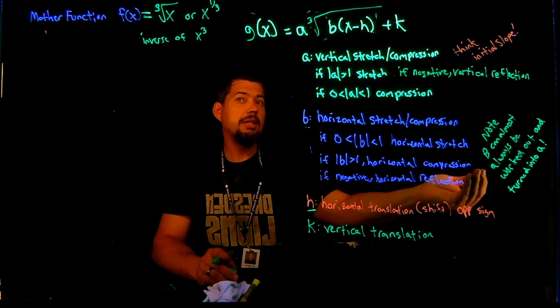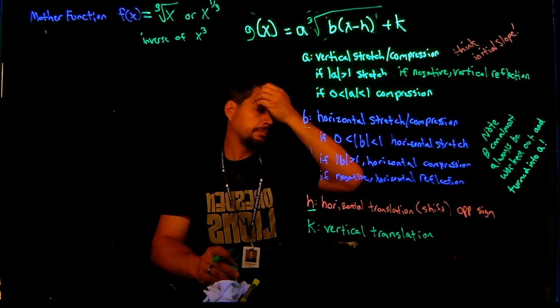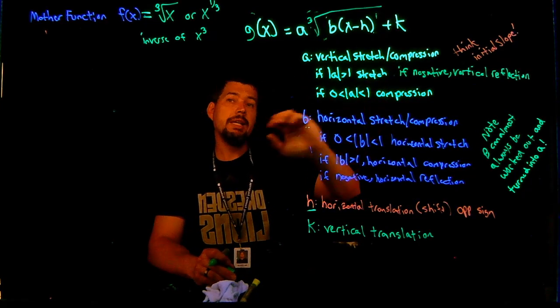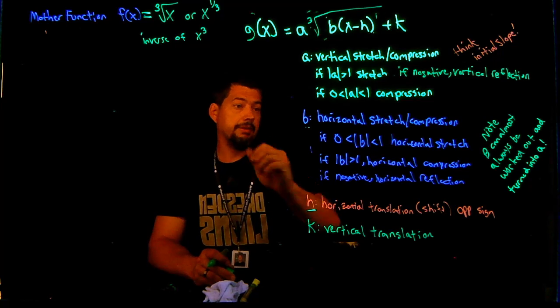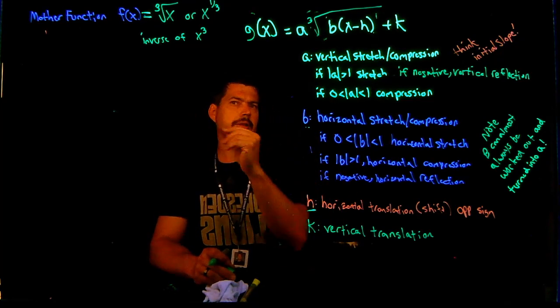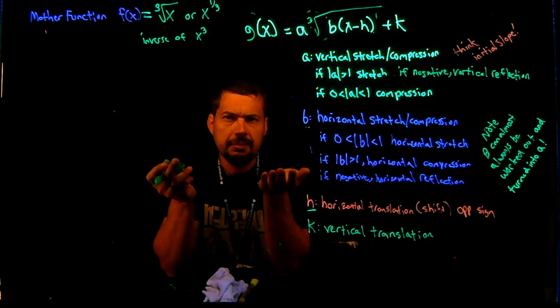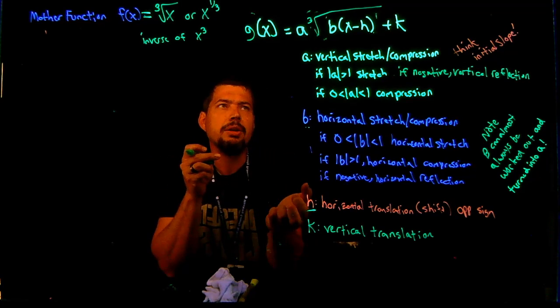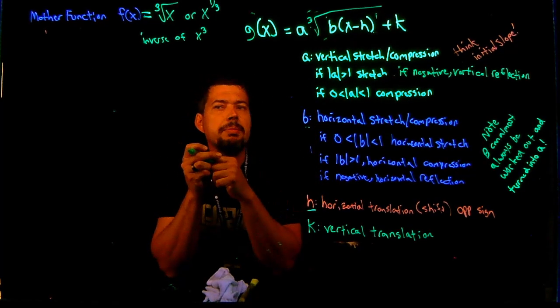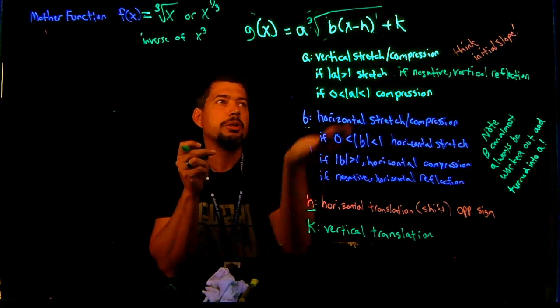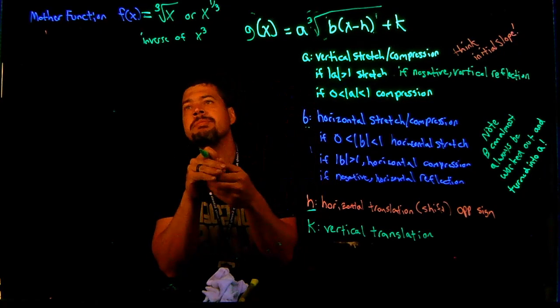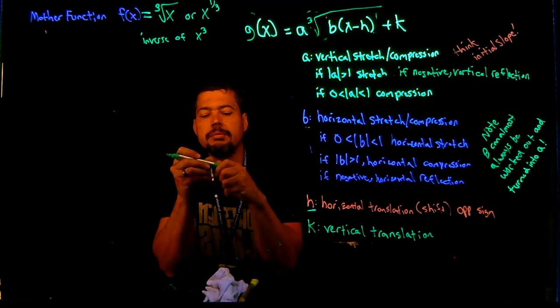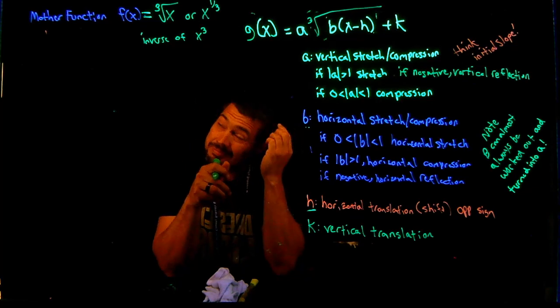B can be turned into a. By the way, if a is negative, we have a vertical reflection. If b was negative, we would have a horizontal reflection, which ends up being exactly the same, oddly enough, on these particular functions. H is the horizontal shift, opposite of the sign, and k is the vertical shift. You can trust it. It shifts it up or down. All right, so let's get started.